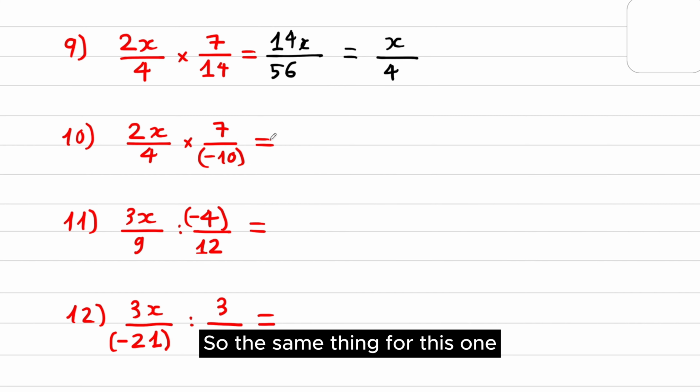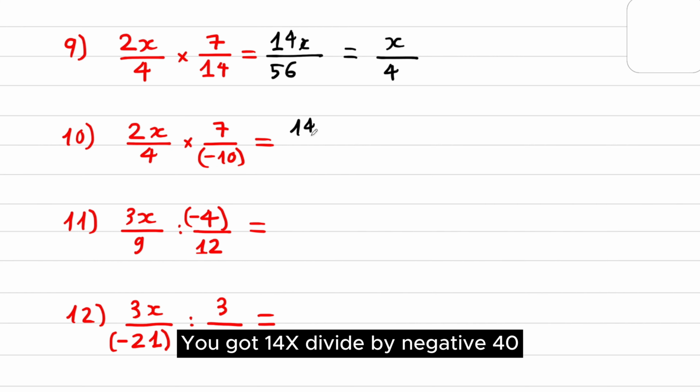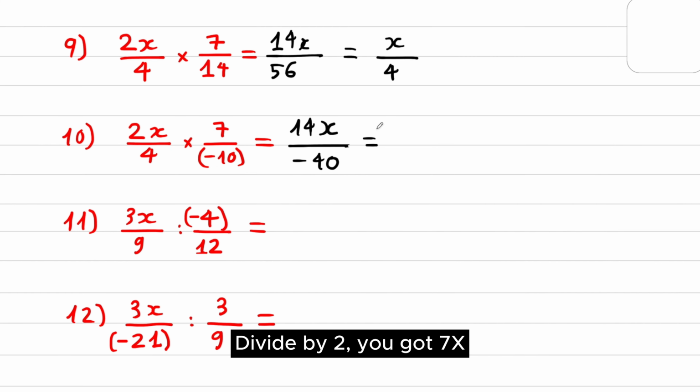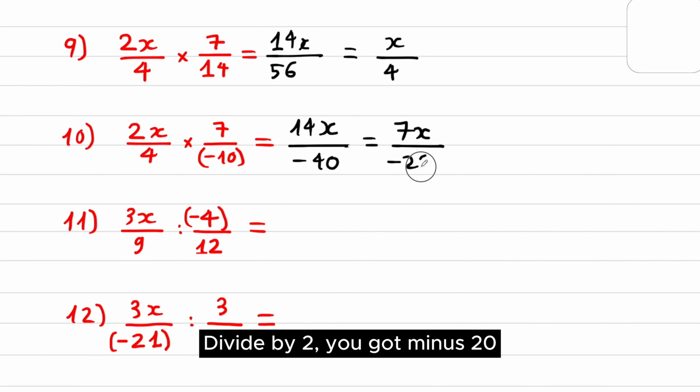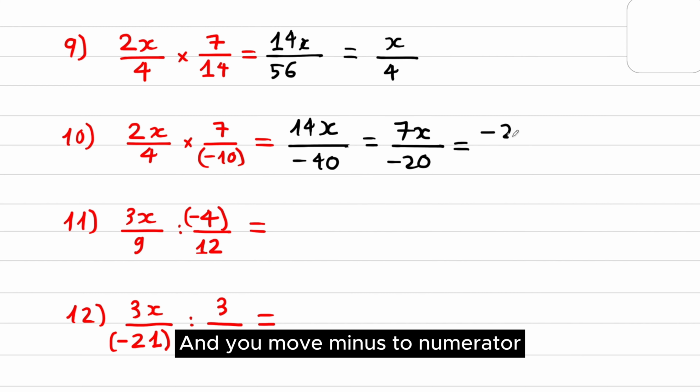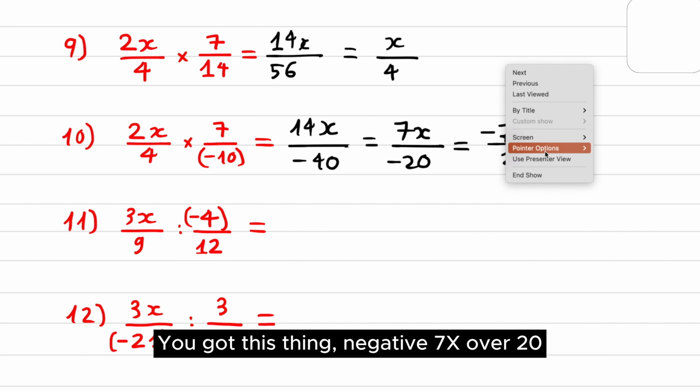Okay, so the same thing for this one: you got 14x divided by negative 14. Divide by 2, you got 7x. Divide by 2, you got minus 20. And you move the minus to the numerator, you got negative 7x over 20.